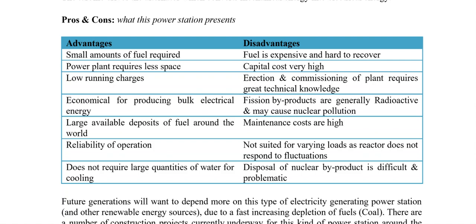One of the major disadvantages is that fission byproducts are generally radioactive and may cause nuclear pollution. Maintenance cost is very high. It is not suitable for varying load, as a reactor does not respond to fluctuation. Once you have started, it does not work at part load, so you have to run it at full load.